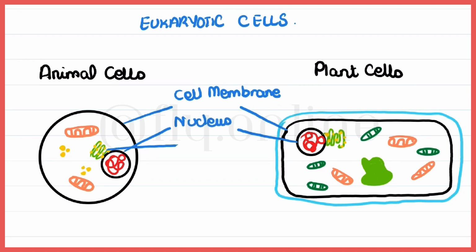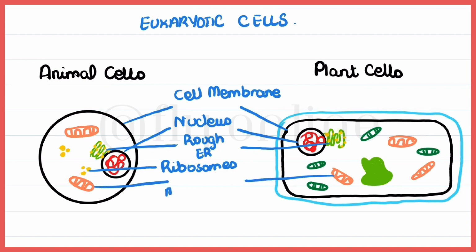With a nucleus, we have a rough ER, or rough endoplasmic reticulum. This is the site where the proteins being formed are packaged according to the needs and transported. We have our ribosomes. Ribosomes are sites for protein synthesis. We have our mitochondria. This is the powerhouse of a cell, which provides the cell with all the essential energy required to perform all the chemical reactions taking place inside of it.